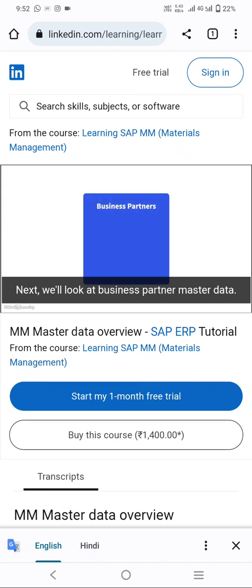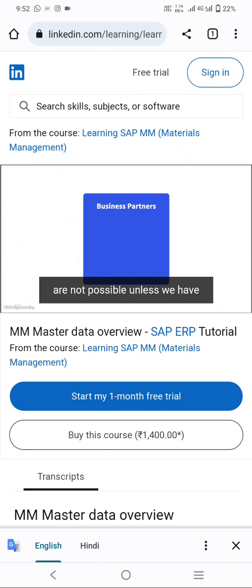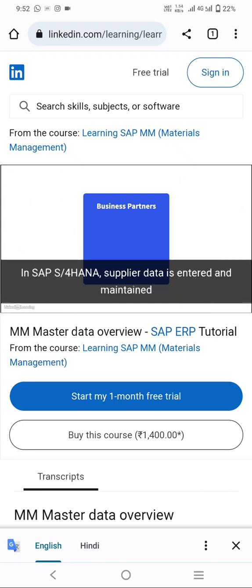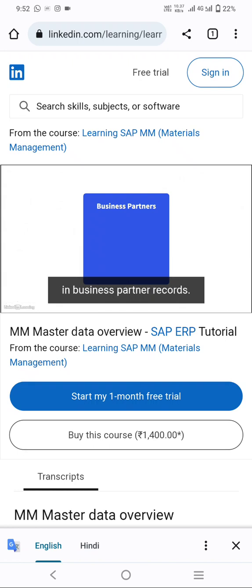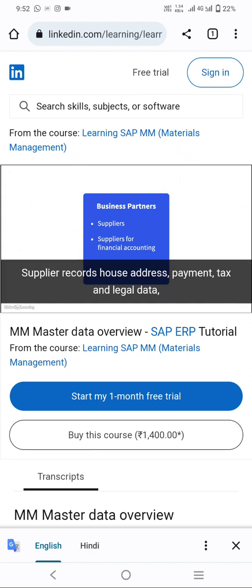Next, we'll look at business partner master data. Purchasing functions in materials management are not possible unless we have accurate supplier information in our system. In SAP S/4HANA, supplier data is entered and maintained in business partner records. Two of the most important business partner roles that deal with purchasing are suppliers and suppliers for financial accounting. Supplier records house address, payment, tax, and legal data and are extended to the necessary purchasing organizations.